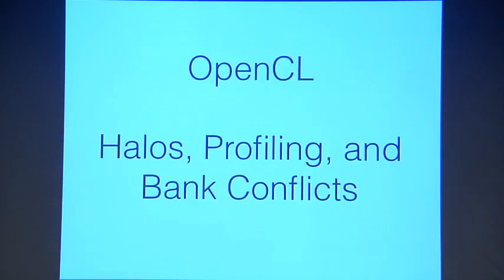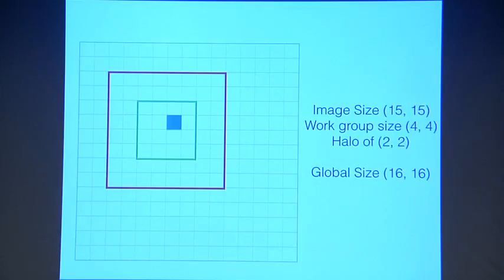Okay, I want to undo some of the damage I did last time when I was trying to draw all kinds of things over on the chalkboard, and it got really ugly. So today we're talking about halos, profiling, and then bank conflicts, which are a detail that you need to be aware of when programming a GPU, particularly if you're going to use local memory.